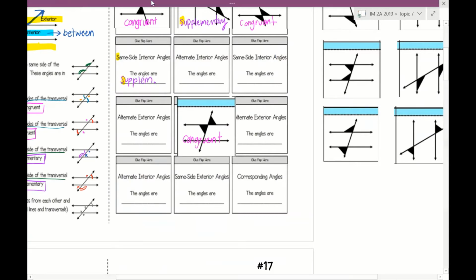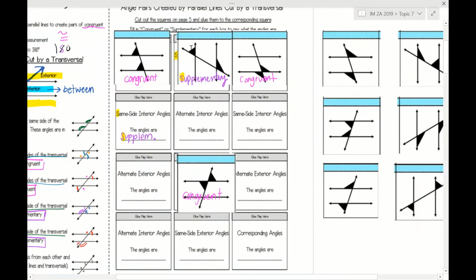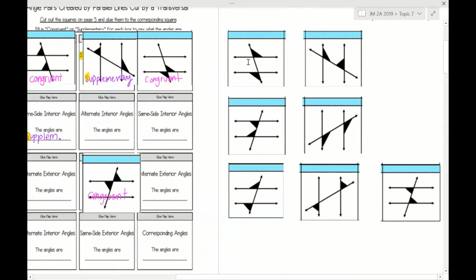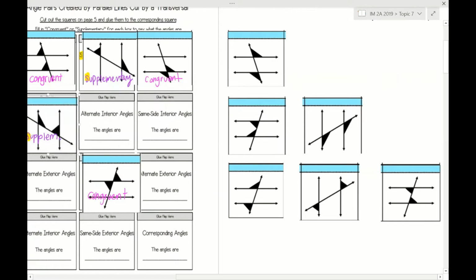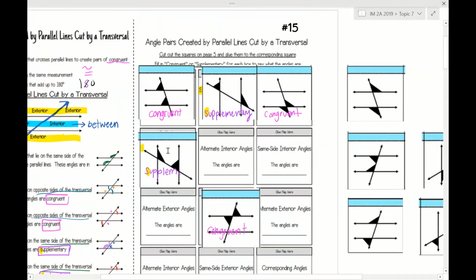So same side interior. So if we look at what our same side exterior, remember they're on the same side of the transversal, but they're outside the parallel. So these are going to be between the parallel lines on the same side of the transversal. So this one, if we look at it, they're on opposite sides of the transversal, so it's not that. This one is the opposite of what we just looked at, right? So notice that they are on the same side of our transversal. Both of them are above our transversal while they're between the two parallel lines. So that picture is same side interior.